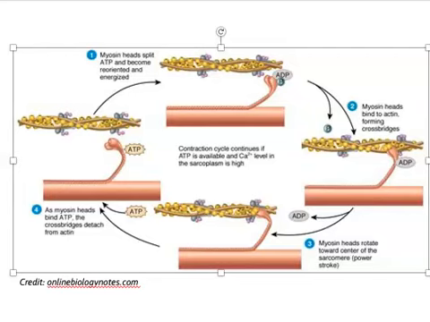Let's take a look at the sliding filament model of contraction in a diagram. What you're looking at is a cyclical diagram showing this process in action, this four-step process that involves two molecules of ATP being hydrolyzed or split apart with every sliding motion in the sarcomere.